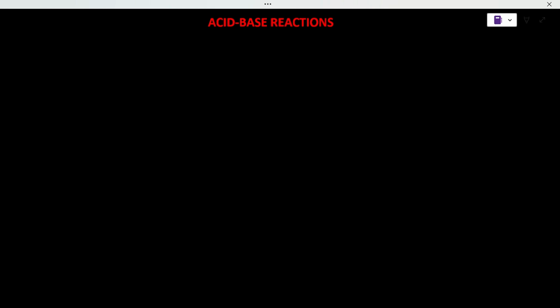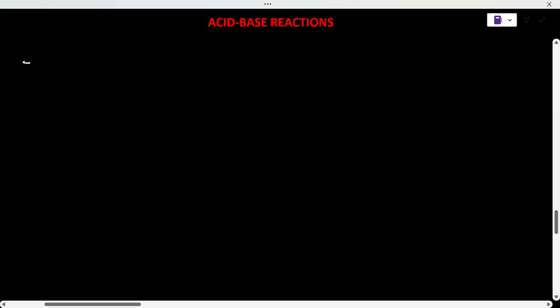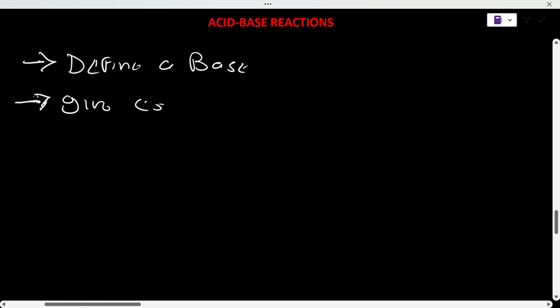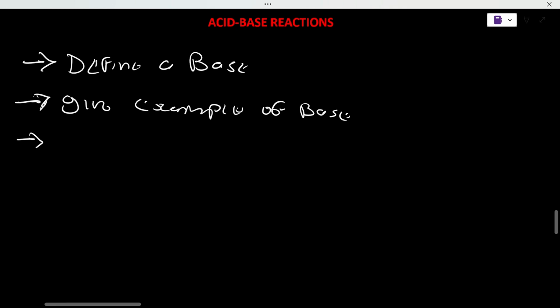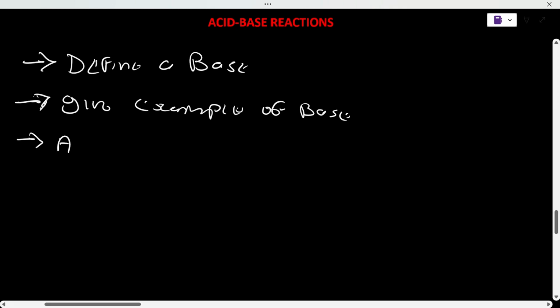And just to give you an overview of acid-base reactions, the first thing that I want to do is to define what a base is, give examples of bases, and also introduce the acid-base reaction.